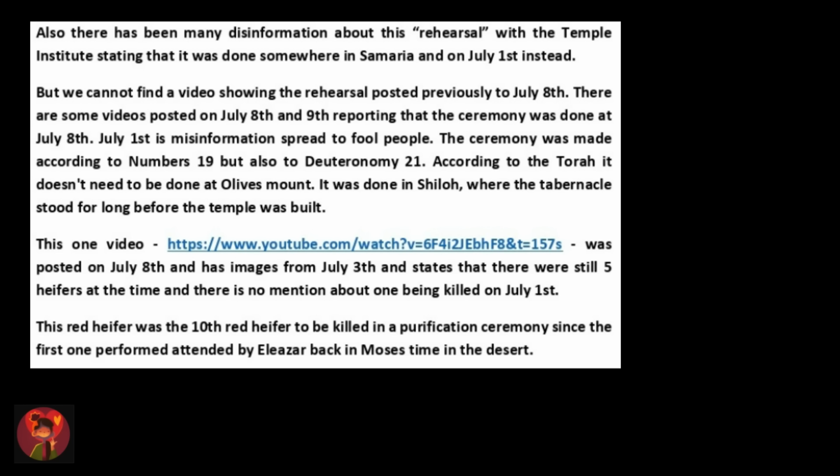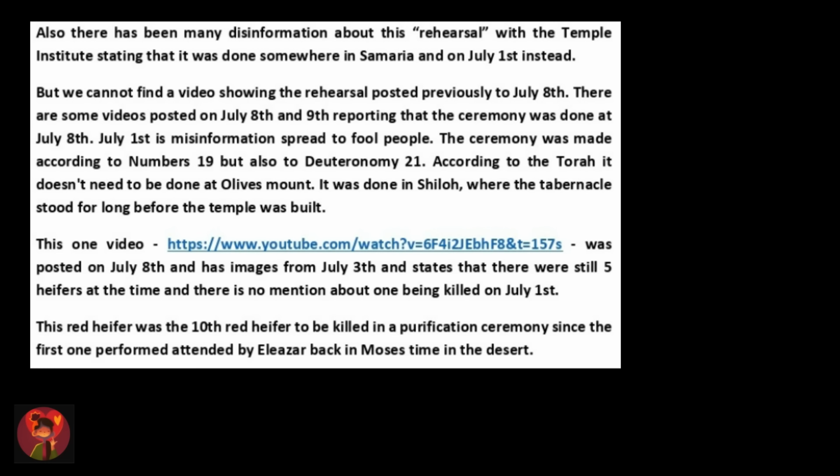The ceremony was made according to Numbers 19, but also to Deuteronomy 21. According to the Torah, it doesn't need to be done at the Mount of Olives. It was done in Shiloh, where the tabernacle stood for a long time before the temple was built.